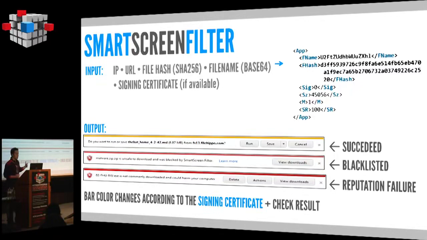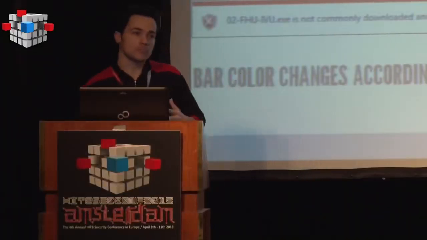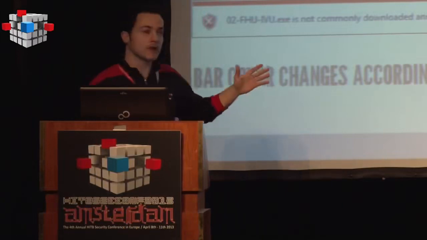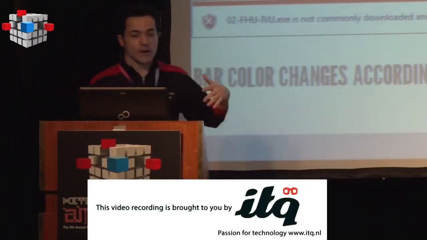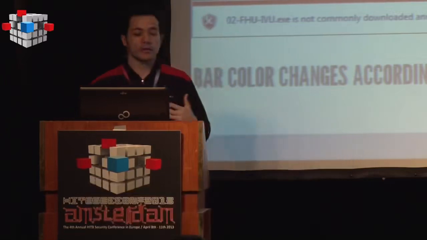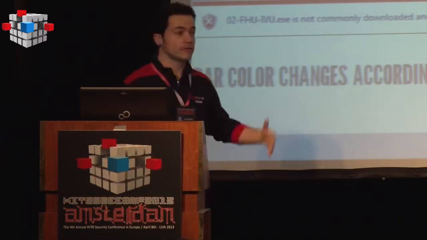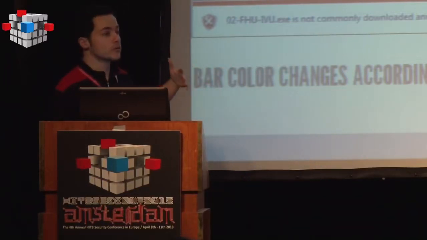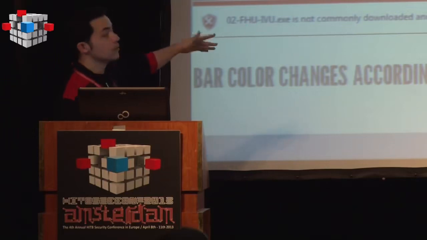The last case is a reputation check failure. This means: I'm not sure if the application you're trying to open is malware or not, but being in doubt, I will disable the run button. If you want to run it, you first have to click on actions and then click on run. The bar color changes according to the check result and the signing certificate. I mean, in the first case, if the application we are trying to open was signed, the bar color was green and not yellow. In the last case, it was yellow and not red.